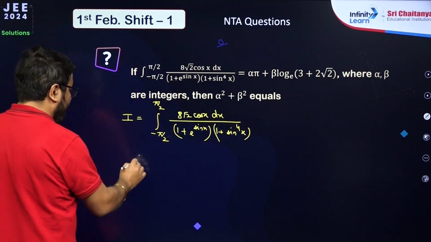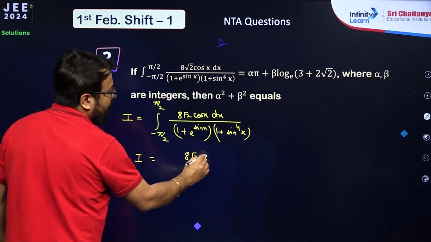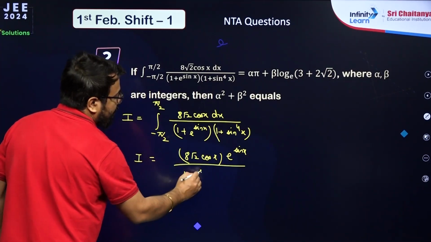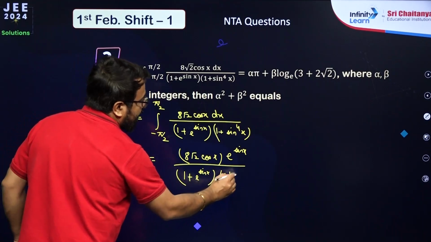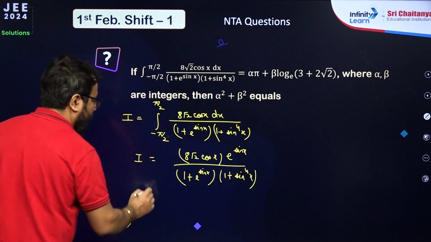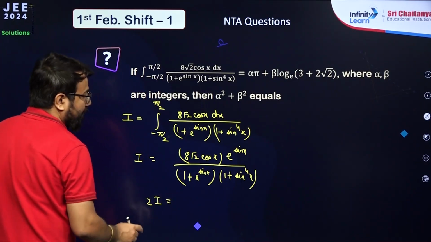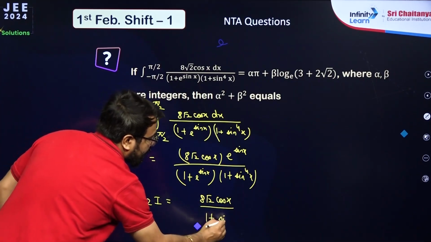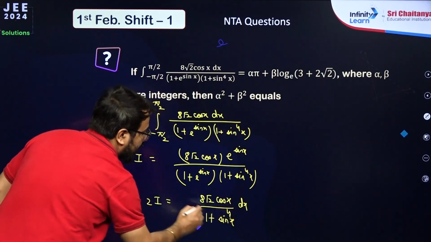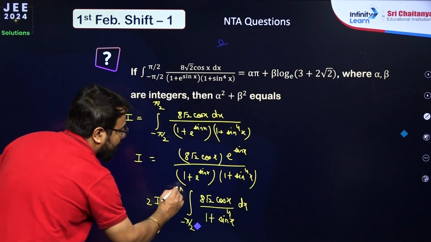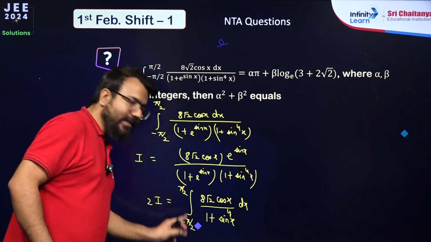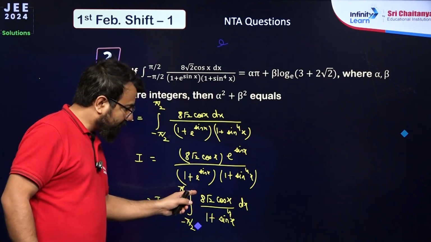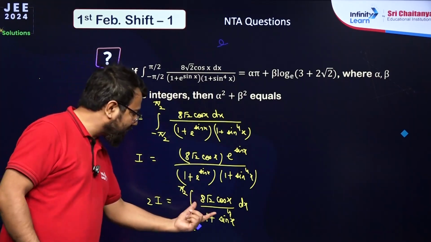Alright, so let us apply the king property. So 8 root 2 cos x will remain the same. Here it will be e raised to the power sin x whole divided by 1 plus e raised to the power sin x. Here this will remain the same. If I add these two, 2I will be equal to 8 root 2 cos x whole divided by 1 plus sin x raised to the power 4 dx, integrated from minus 90 to plus 90. After this step, just apply the property that minus a to a will be converted to twice of 0 to a f(x), because here f of x and f of minus x both are the same. That means this function is an even function.